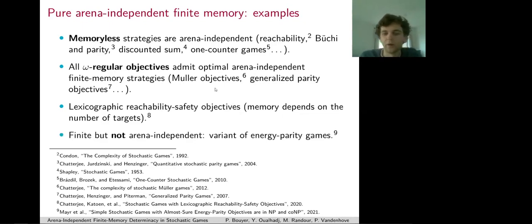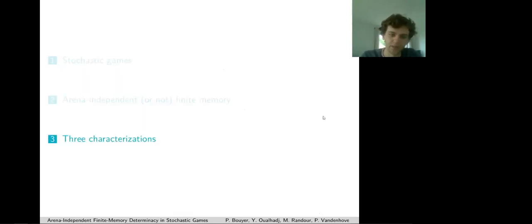And unfortunately, there are also examples in which finite memory strategies suffice. So we can talk about finite memory determinacy, but not in an arena-independent way. So you have to first look at the arena before you can choose a sufficient memory structure. And an example is given by a variant of energy parity games in stochastic games. I will now state our contributions, which are three characterizations of arena-independent finite memory determinacy.